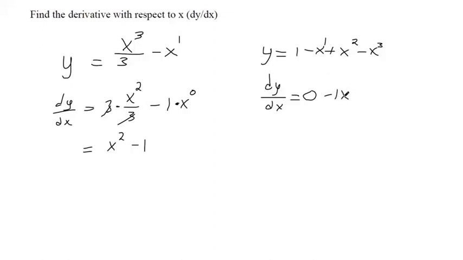And I won't keep writing x to the 0 power, okay, because you'll get the idea, right? Anything to the 0 power is 1. So this is just going to be a minus 1 when you simplify it. The 2 comes down and multiplies, and it gets reduced by 1. So now it's x to the first power. The 3 comes down and multiplies, and now it's x to the second power. And let's clean that up.